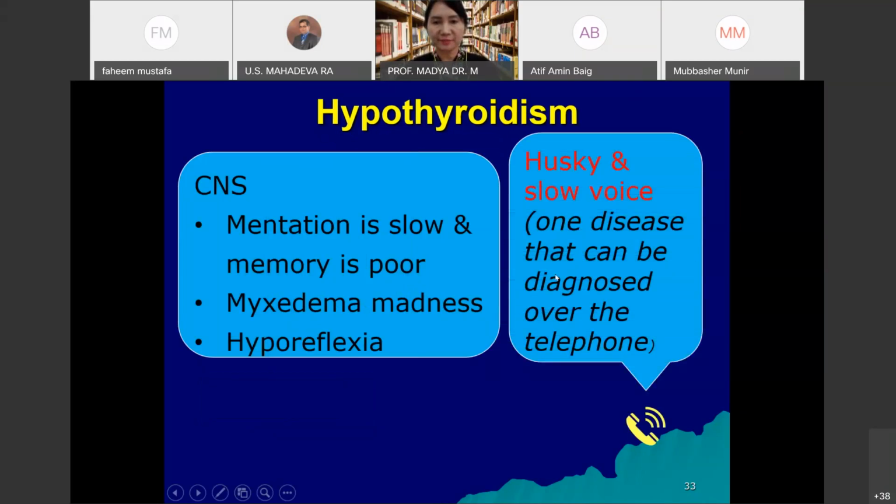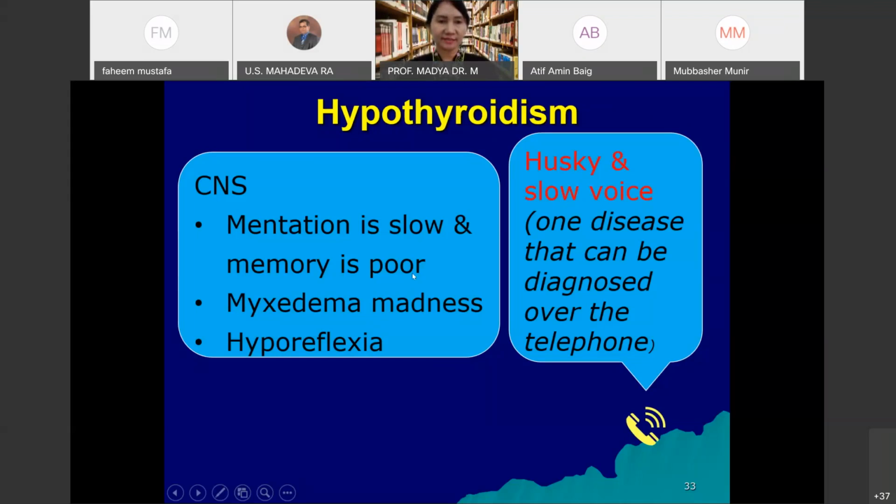It's the one disease that can be diagnosed over the telephone. So the others would think that I might have hypothyroidism because my voice is somewhat husky and slow, but sometimes not slow. But don't worry, it's solely genetics. My thyroid function tests are normal.